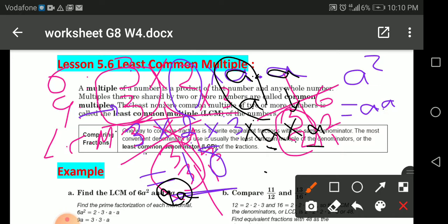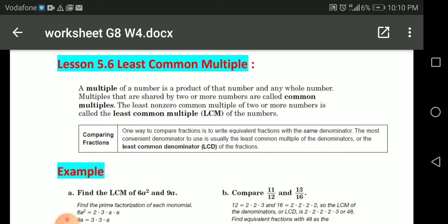A times a is what? Remember, when I multiply variables, I'm going to add the powers. A to the power 1 times a to the power 1 gives me a to the power 2. So the answer would be 18a to the power 2. Okay, guys, let's continue.